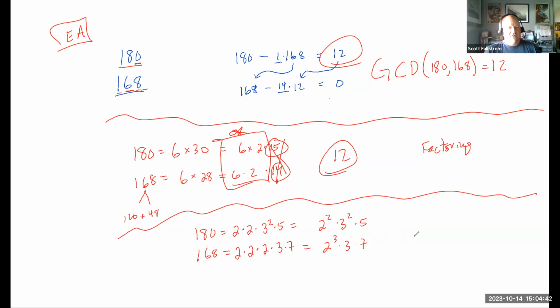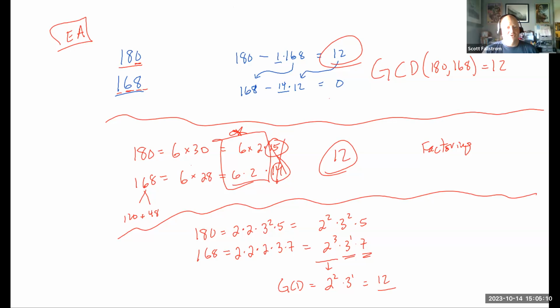And so if I was doing the prime factorization method, from the 2's I would extract a 2 squared. From the 3's, the biggest one I can use in both would have to be just 3 to the first, and the 5 and the 7 have nothing in common. So my GCD would equal 2 squared times 3, which is 4 times 3, or 12. 3 different techniques to find it. Totally up to you which one you prefer to use.